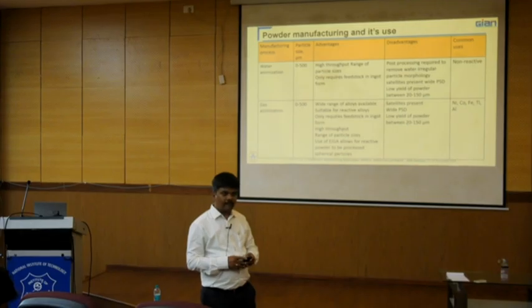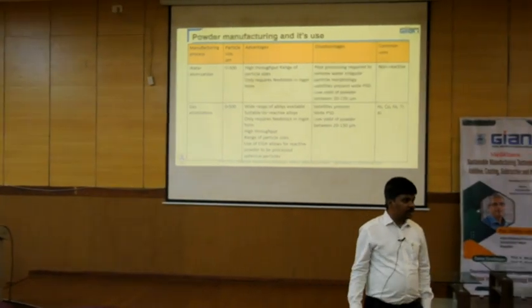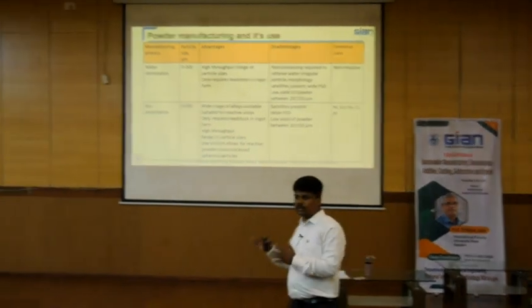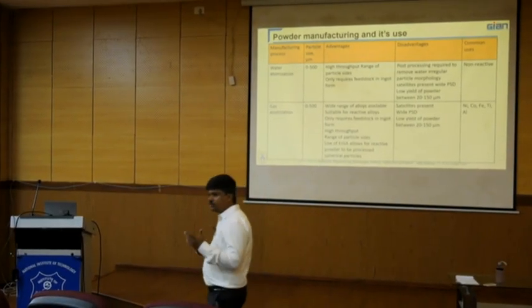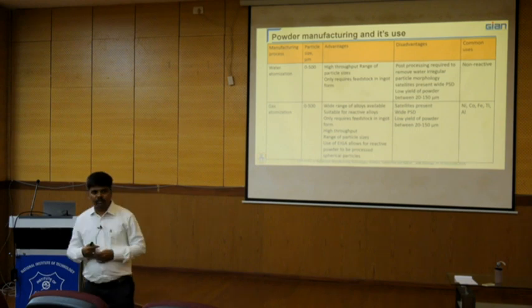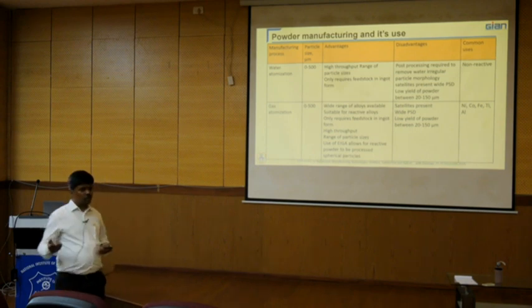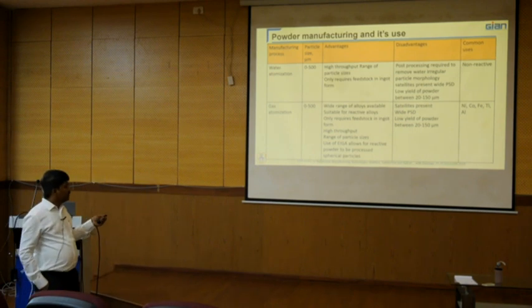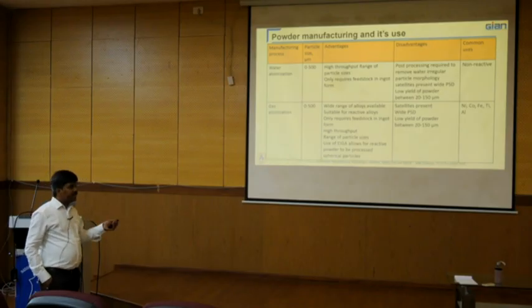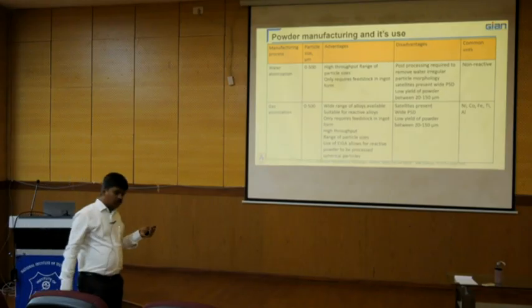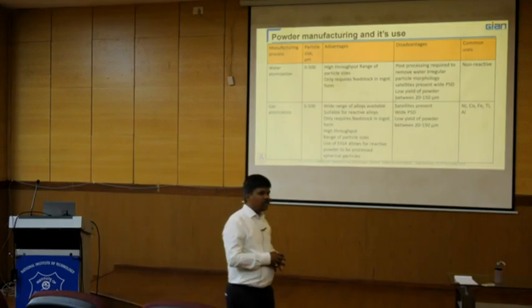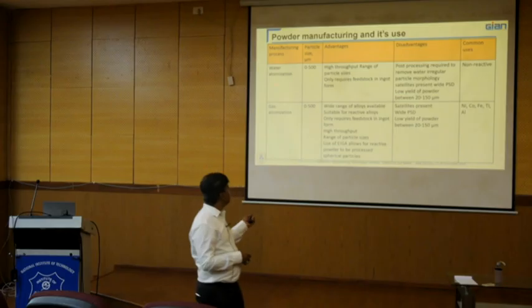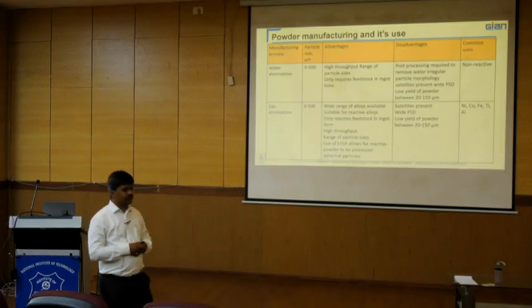Okay. Powder manufacturing and as well as its use. We know what all the manufacturing methods for powders are. Are we really using all the powder manufacturing methods for additive manufacturing? No. But if you see, in water atomization, we are getting a range of 0 to 500 microns. We can get that much range of powder particle sizes in one water atomization technique.